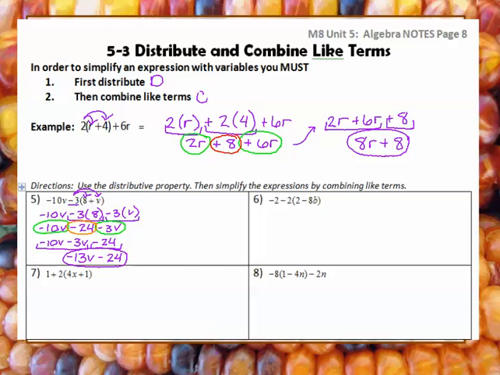Now, I would recommend for these probably using some lined paper, because as you can see, the work can get kind of crammed into that little space. Let's look at number 6 together.